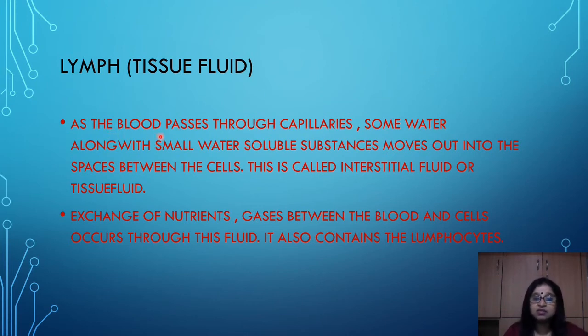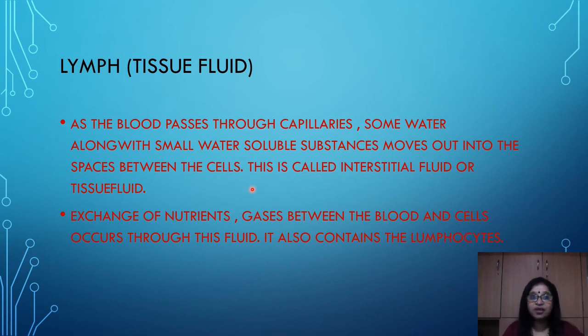As the blood passes through the capillaries, it is flowing with a lot of pressure. The capillaries have a single cell wall thickness called the endothelium. Because of this pressure, some amount of water, the fluid portion, along with some small water-soluble substances, not the larger proteins, will move out into the spaces between the cells. The larger proteins will not be able to squeeze through the capillary walls. That is why the lymph is also called the interstitial fluid or the tissue fluid, because it surrounds the cells and bathes them.